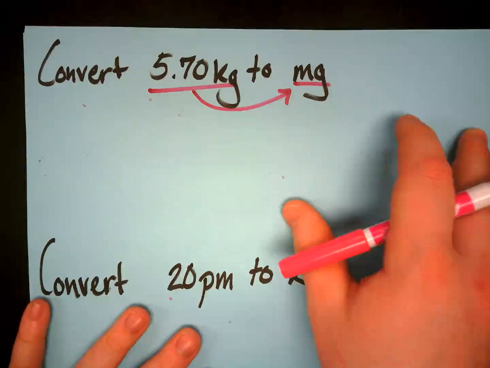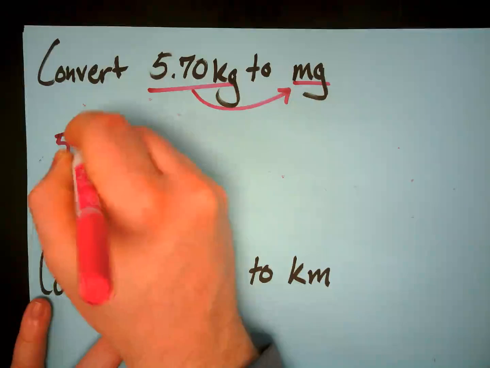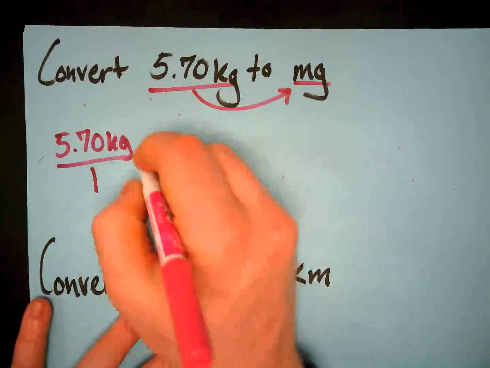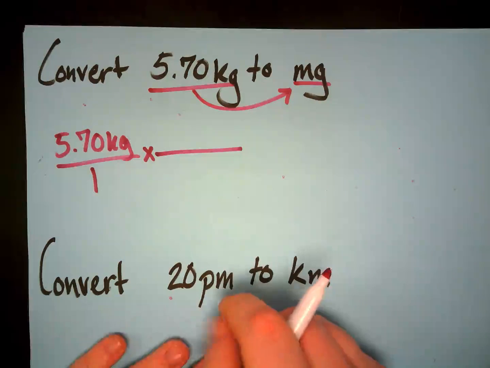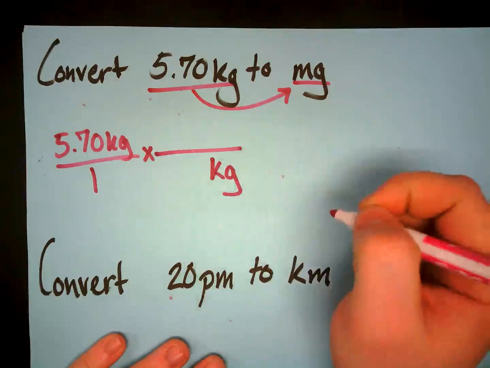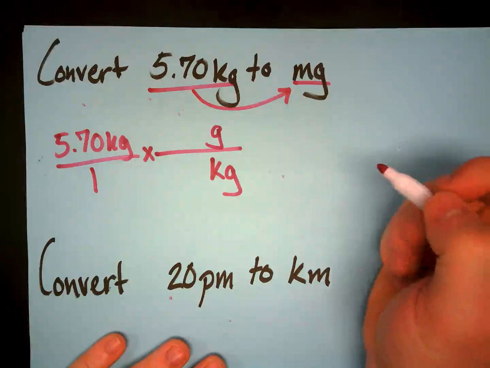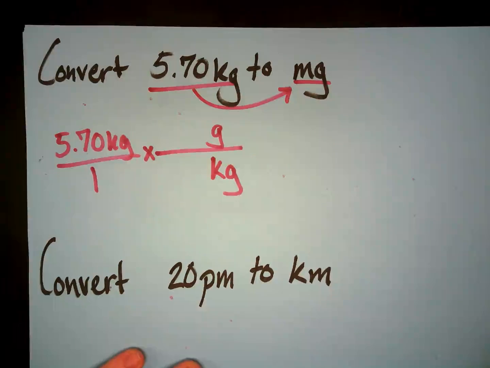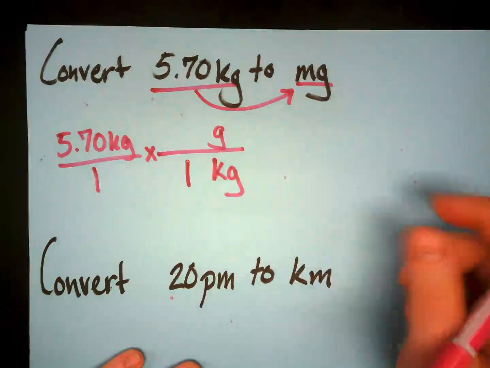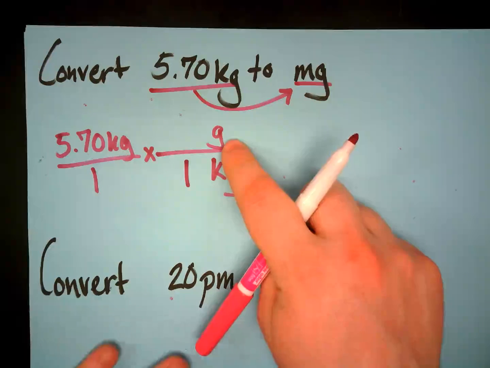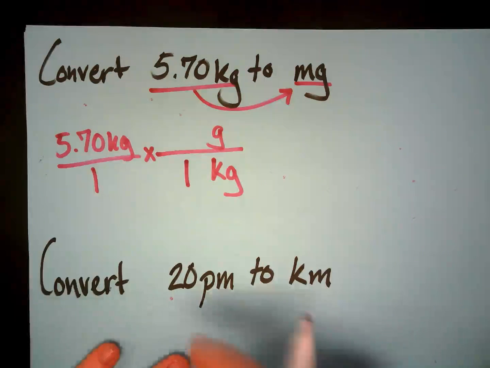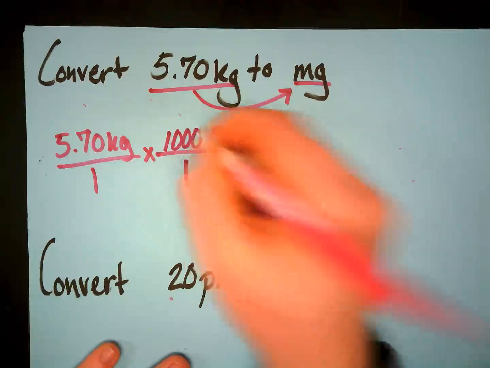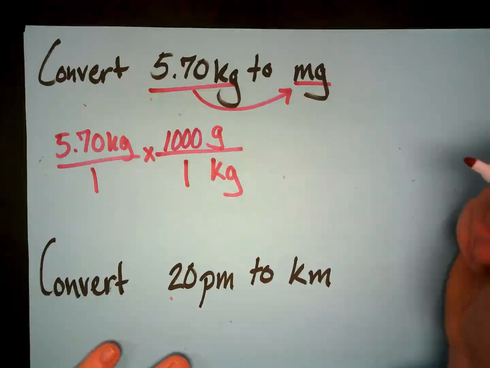Okay. So we're going to write down what we're given. So 5.70 kilograms over 1, and then our first conversion factor. We're going to put our old units on the bottom, new units up top. Remember, the guy that has the prefix, not the fact that it's on the bottom, but the fact that this is the guy with the prefix, gets the 1. And then we would look on our conversion table to see how many grams there are in 1 kilogram. And there are 1,000 grams in 1 kilogram. Okay?